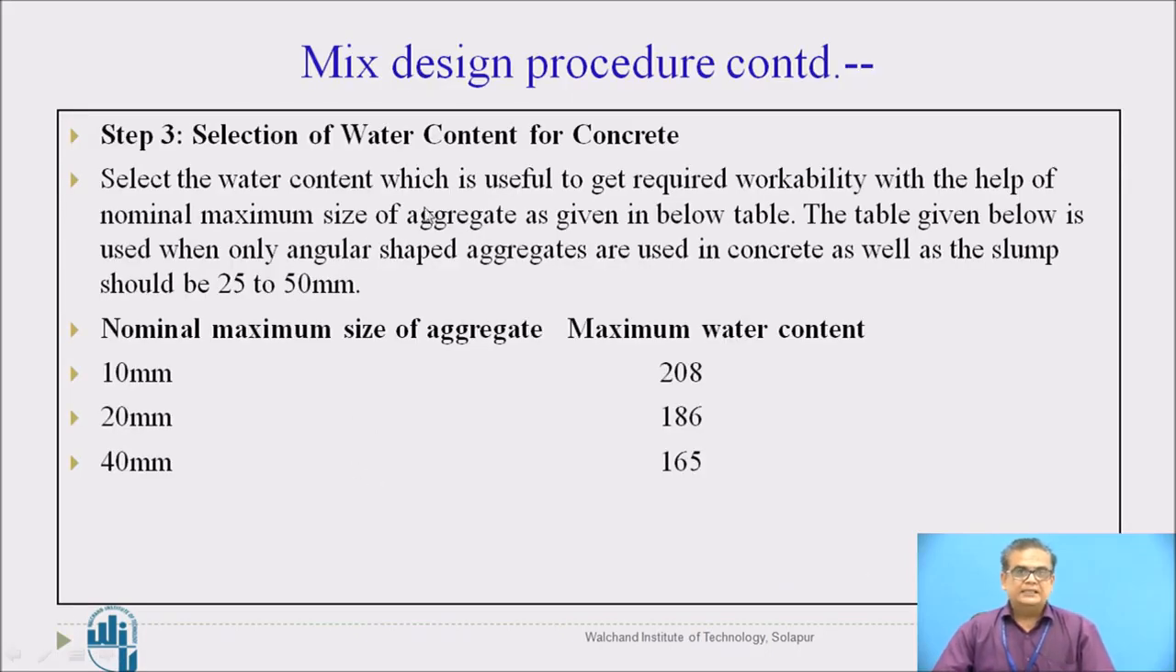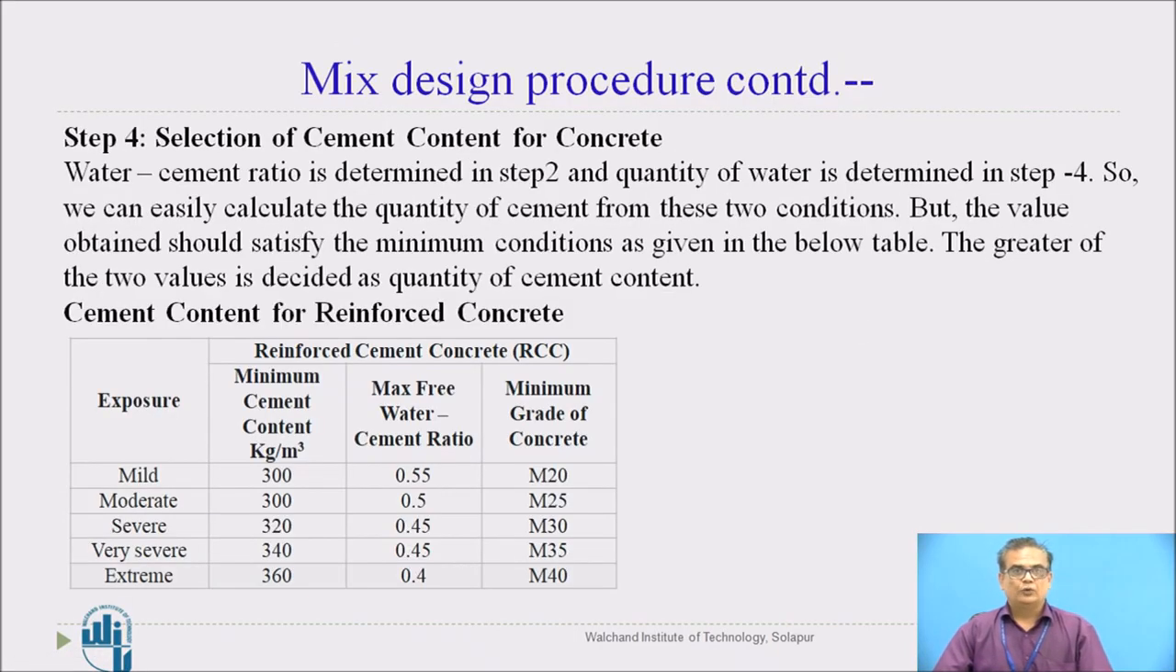Now step 3, selection of water content for concrete. Concrete is to be designed with selection of water content by referring to this particular table. Say nominal maximum size of aggregate, if it is 10 mm, maximum water content should be 208 liters, remember. For 20 mm it is 186, and for 40 mm it is 165. So these are the limitations given by the code, and these have to be followed in order to get a good mix.